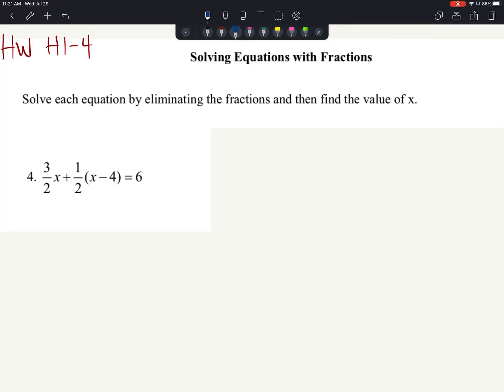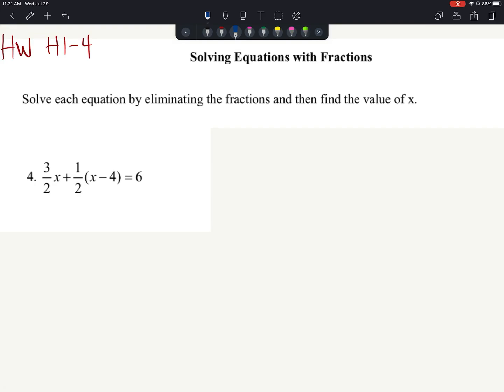This is problem number 4 from homework worksheet H1-4. Again, we're solving for x. This one just looks a little bit different, just move some things around. You'll see here we have 3/2 x plus 1/2 times the quantity of x minus 4 equals 6.